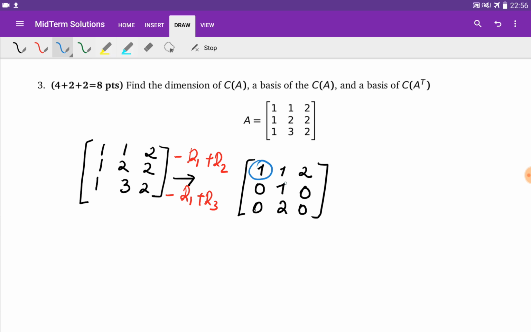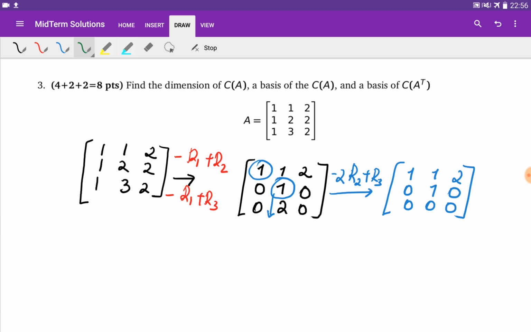In the next step, we need to choose the second row, right? This is going to be our pivot, and I'm going to eliminate all the elements below this pivot. So in order to do this, we multiply the second row by minus 2 and add this to the third row. And it's going to be 1, 1, 2, 0, 1, 0, 0, 0, 0. So this is the row echelon form.